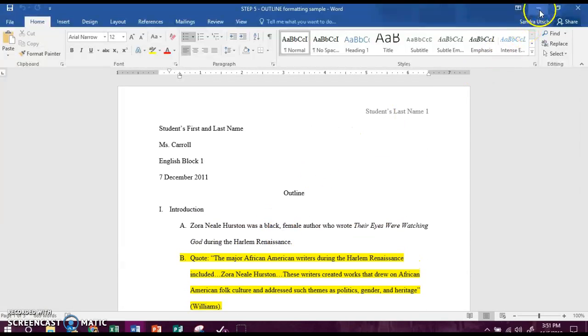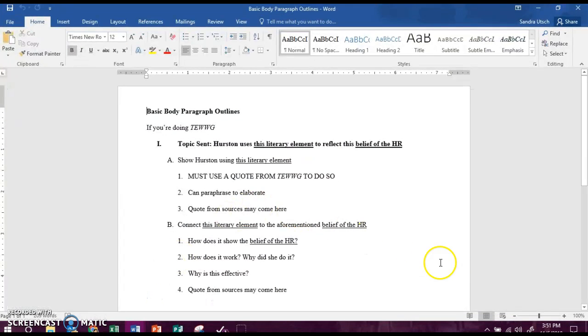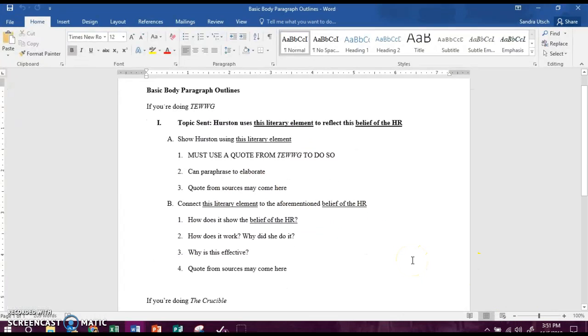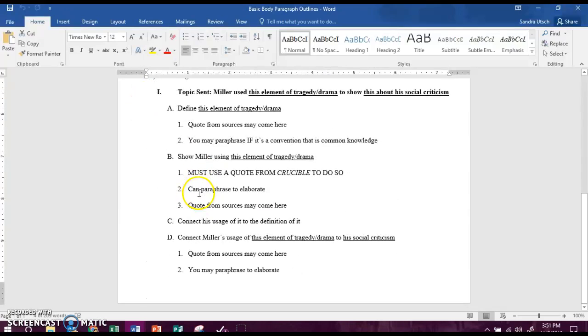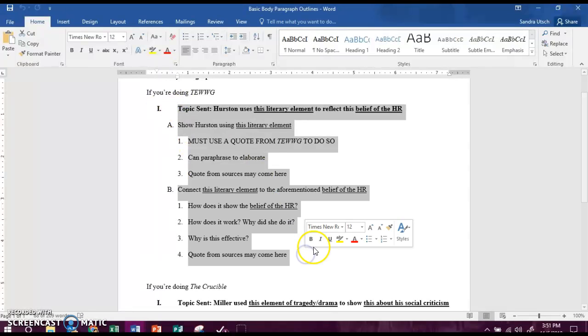The final thing I want to show you is something that I designed a couple of years ago to help my students figure out what they have to talk about for this research paper. Students know that they have to write a body paragraph, but you're not necessarily experts at creating body paragraphs. So I have given you kind of a setup for what you need to talk about in each body paragraph. And there's separate ones, obviously, if you're doing Their Eyes Were Watching God versus if you're doing The Crucible. If you kind of follow along this, you're going to have the content that you need to do this.